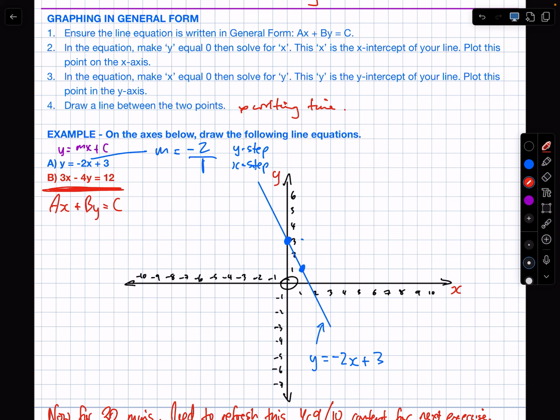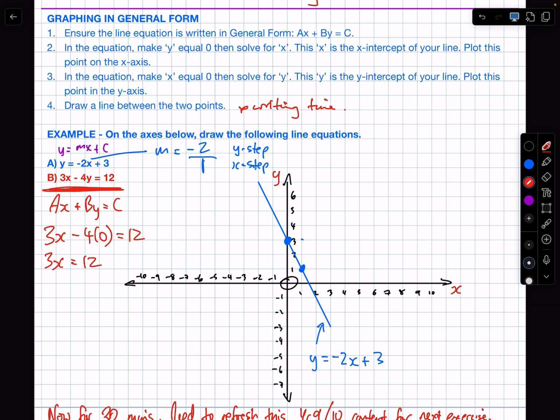In the equation, make y equal 0. So I'm rewriting the equation: 3x take 4 lots of nothing equals 12. What is 4 lots of nothing? If I've got 4 nothings, I've still got nothing. So what does the equation look like? It's 3x is equal to 12.